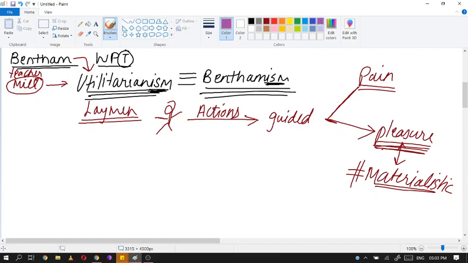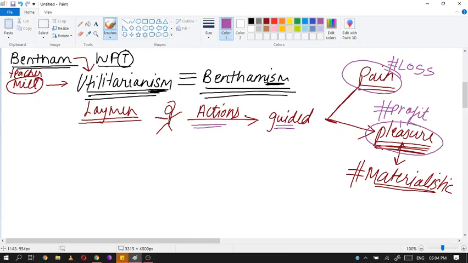now understand how you can use this concept for capitalism. You can say that if you are doing business and you are gaining profit, what is that? Pleasure. If you are making loss, what is that? Pain. And theory क्या कह रही है? Benthamism, that actions will be guided by only two masters. Master 1 pain, master 2 pleasure.